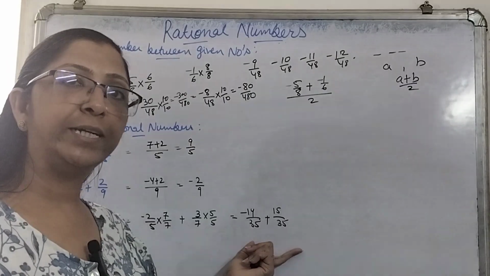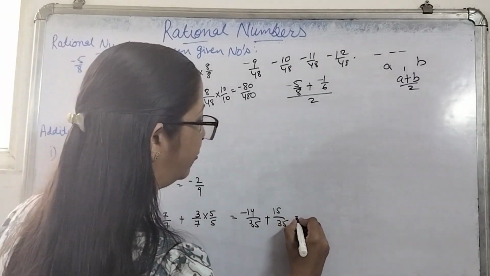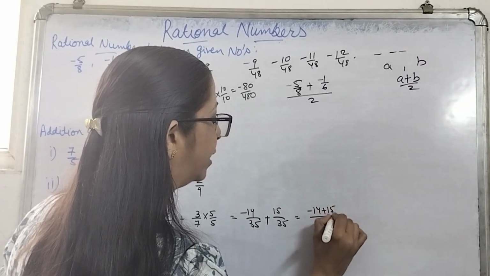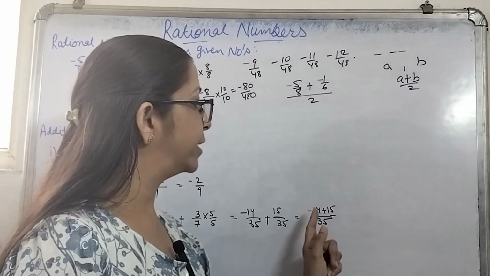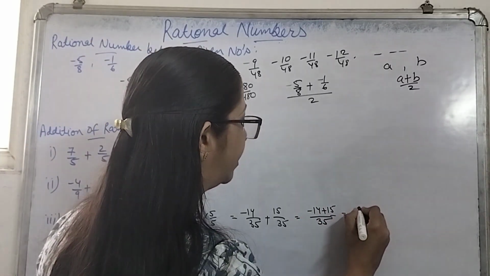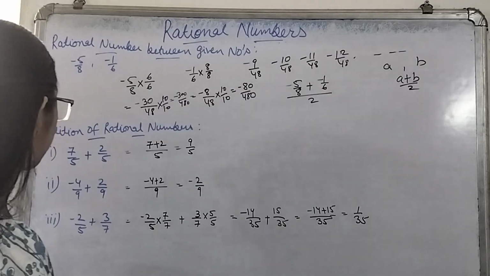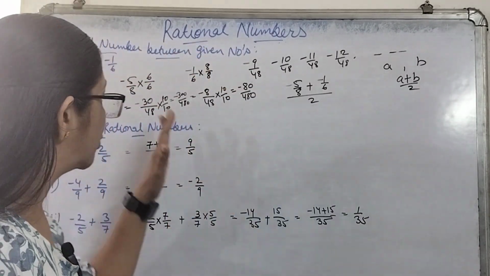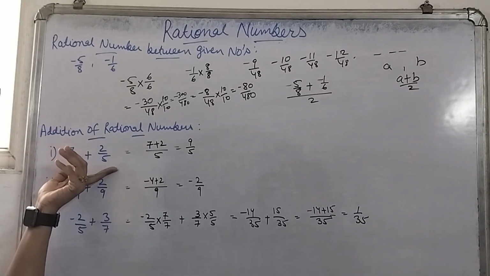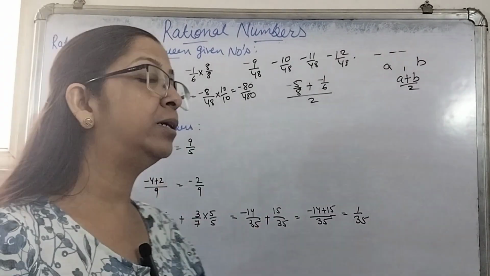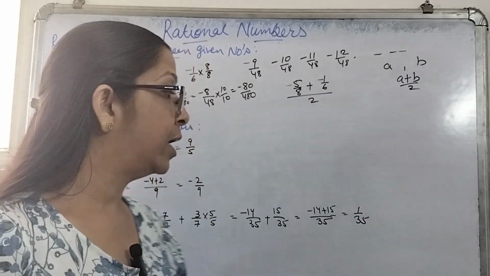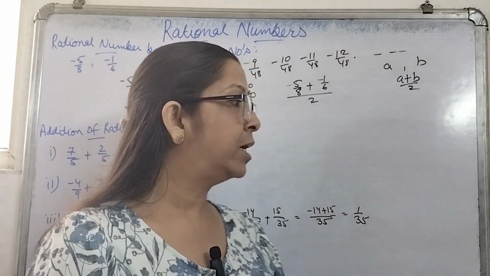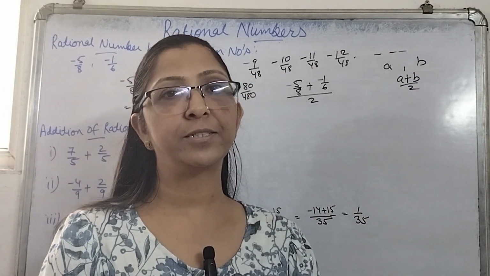Now we have the same denominator, so we apply the same procedure. In the sum we keep the same denominator and add the numerators, minus 14 and plus 15. If we add minus 14 and plus 15, the result will be 1 upon 35. So this is how we can add the two given rational numbers. If there are more rational numbers, we can also use the same method. If denominators are the same, we keep the same denominator and simply add the numerators. And if denominators are different, first of all we convert them into the same denominator and then we add the numerators.